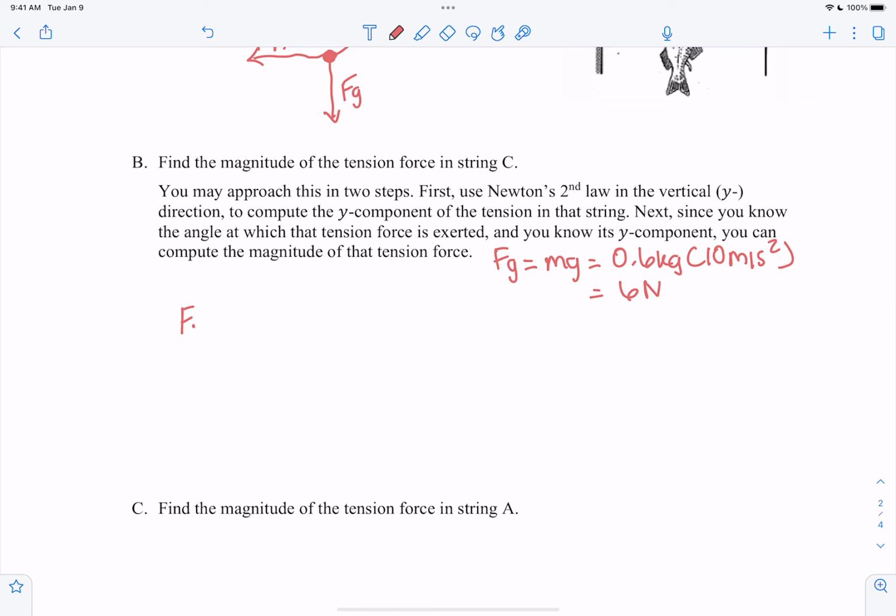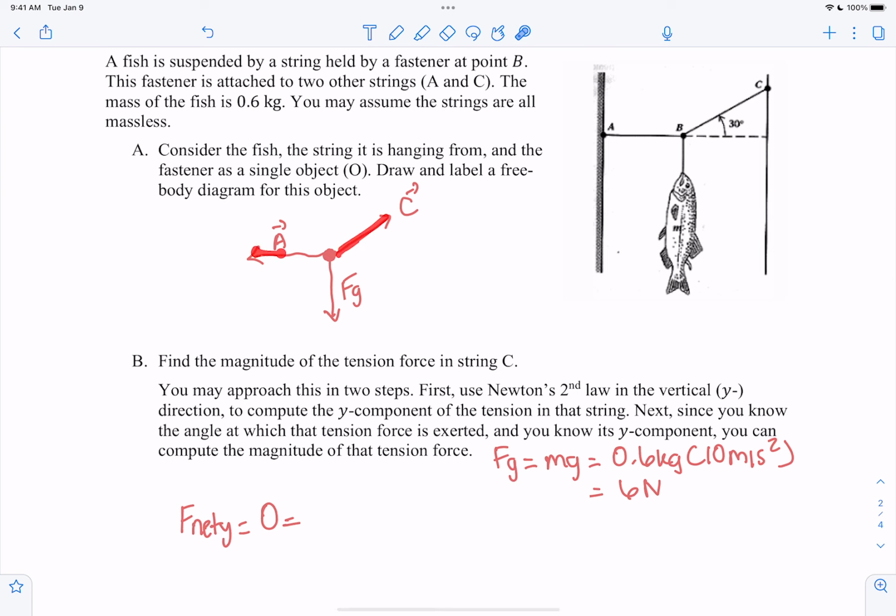First of all, though, step by step, we have to figure out what the F net y is. We know that the net force is 0, because there's no motion in the y direction. But what is the equation? How do we set it up? Yeah, not C minus A, not quite, because then C minus A would be doing these, and we're trying to figure out what's in the y direction solely.